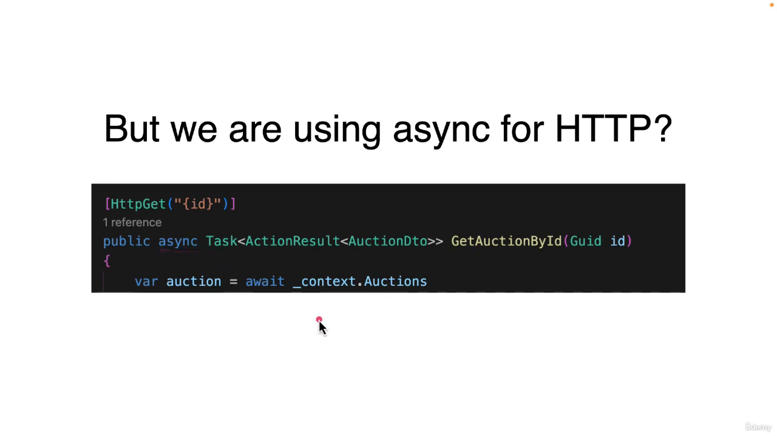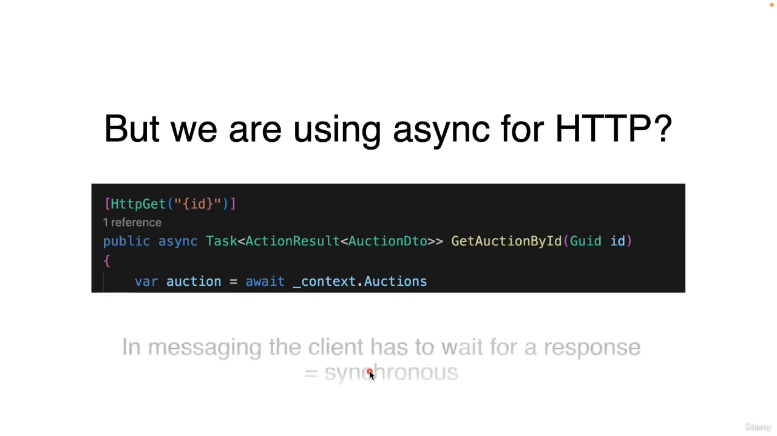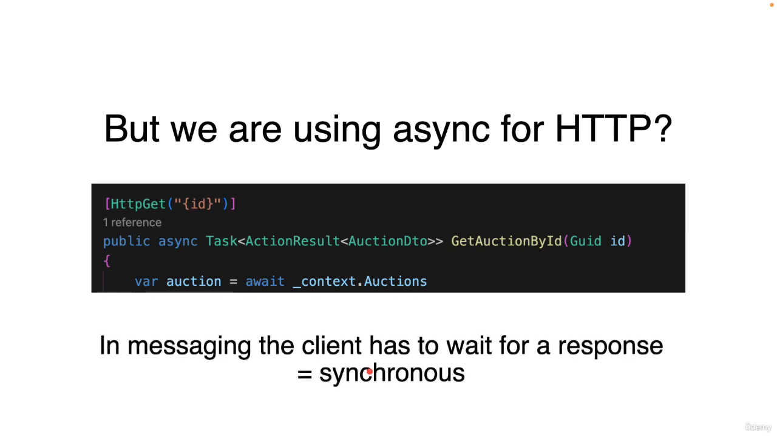When the response does come back, then the thread that this action is operating on will notify the thread that originated the request that it's complete, and then the original request will pick it up and send out the response. But the client that's made the original request to get this auction ID, that client is waiting for the response, so in that case it is synchronous. So in the messaging world, the client has to wait for the response, or the service has to wait for the response, so in that case it's considered to be synchronous.